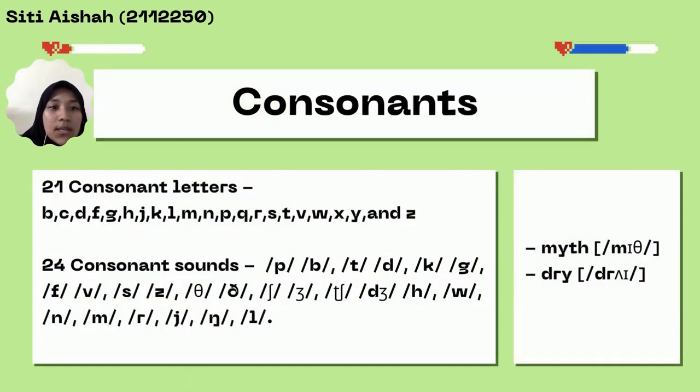So, consonants. In the English language, there are 21 consonant letters, and there are 24 consonant sounds. And the letter Y can sometimes function as a vowel. So for example, in the word myth, or dry, Y is often referred to as a semi-vowel. And the definition of a consonant in terms of pronunciation is that the articulators touch or are very close to one another when making a sound. So the articulators are the tongue, the lips, the teeth, and the hard and soft palates.